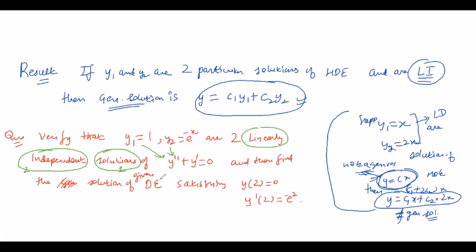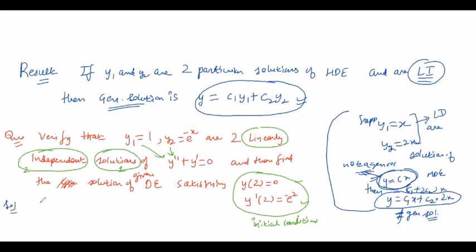Once you confirm they are linearly independent, then comes the third step. They are asking you to find a solution satisfying these two initial conditions. That will be a particular solution. But to find that particular solution, firstly we need to find the general solution, and then we will use these conditions to determine the values of the arbitrary constants. So let's do all the steps one by one. It will be easier to see then.